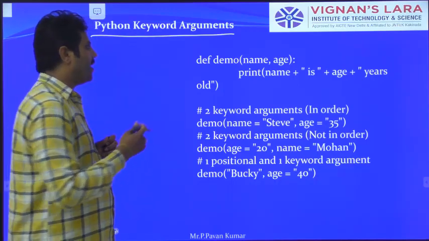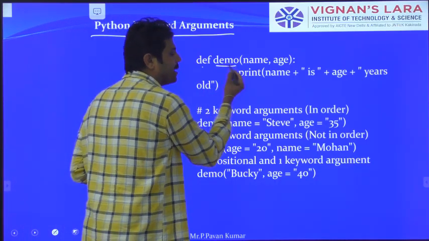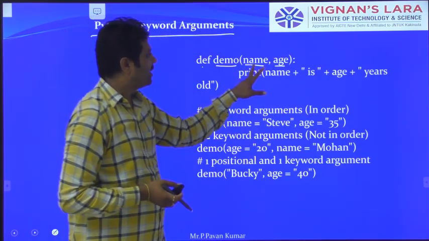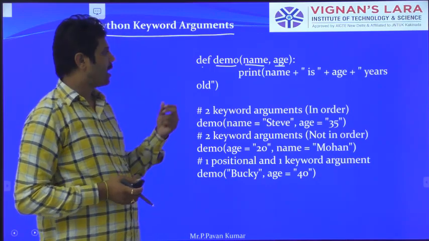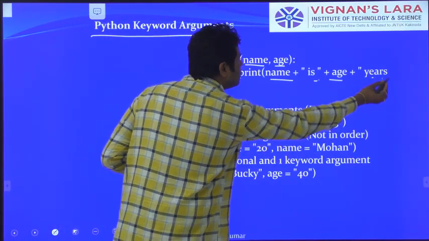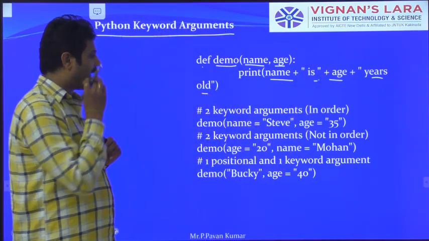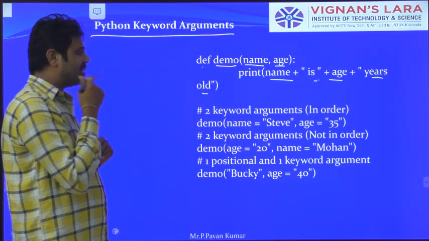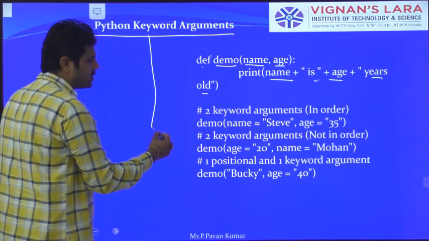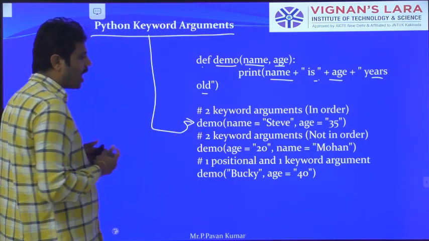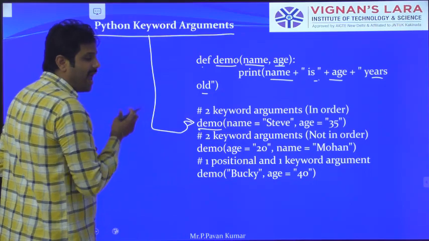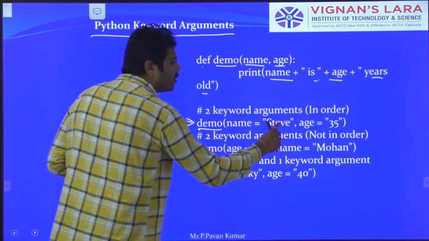I am defining a function, def demo, name, age. I have two arguments, name and age. I have two parameters here. It prints name is age years old. I simply write the statement like this. Here let us observe the word keyword argument. I just call the function demo. Demo of name equals to Steve.